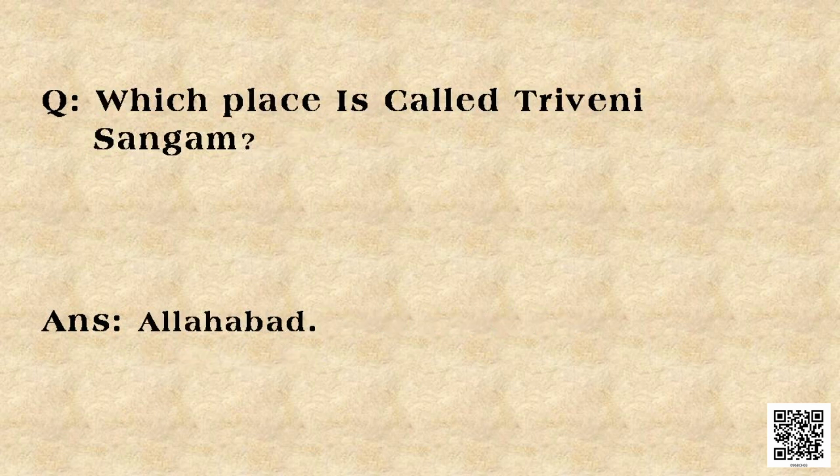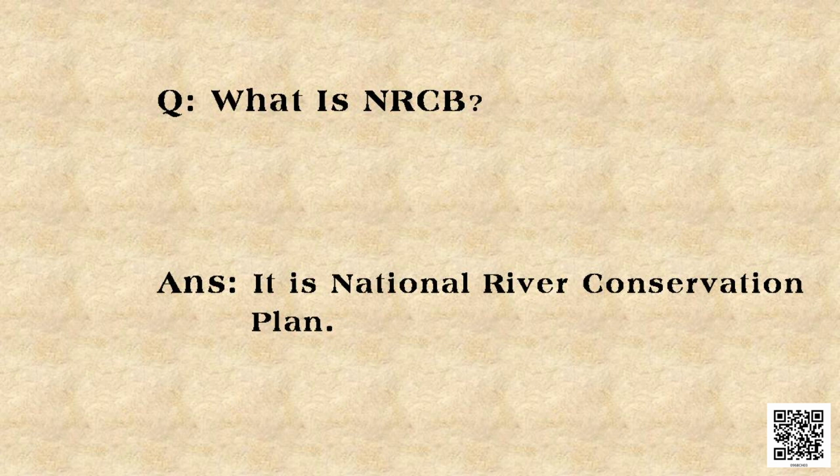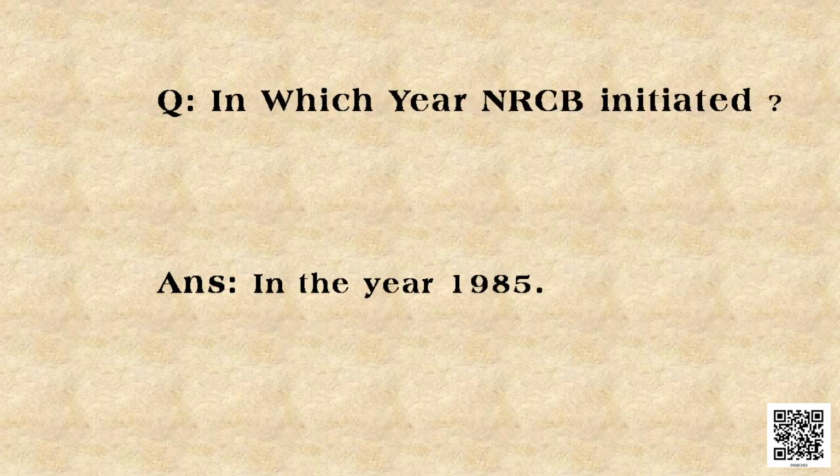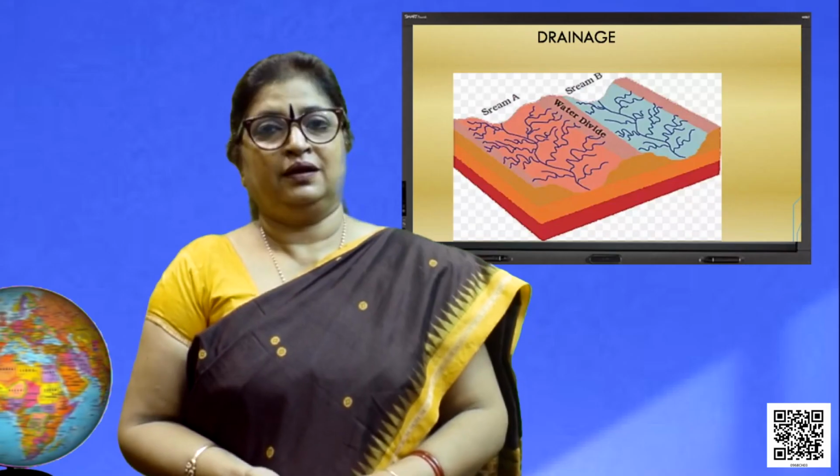Which place is called the Tribeni Sangam, children? It is Allahabad, because of the meeting of three rivers, River Ganga, River Yamuna and River Saraswati. What do you mean by NRCP? It is the National River Conservation Plan. In which year was this NRCP Phase 1 initiated? It is the year 1985. So that's all about this chapter, drainage.